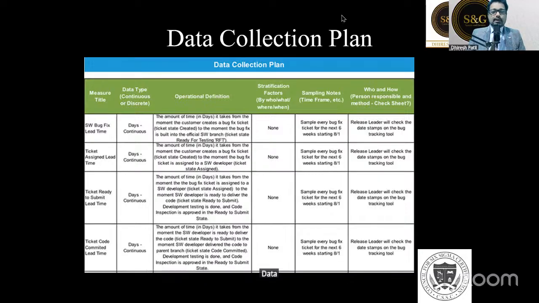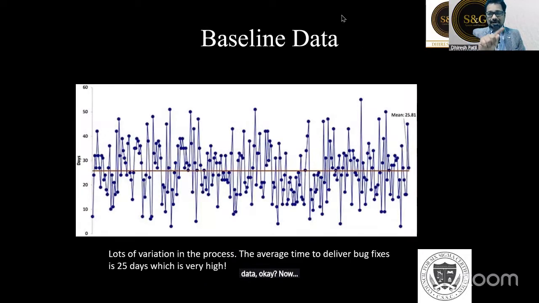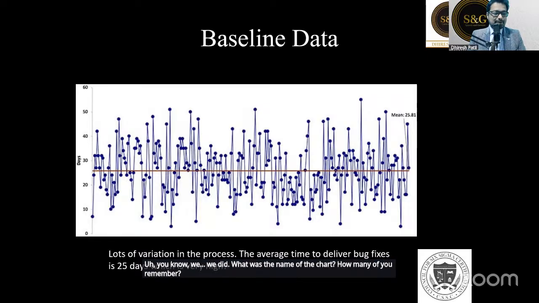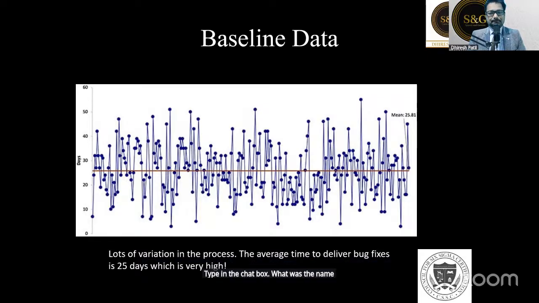Now, this is a similar kind of chart. Yesterday also we did. What was the name of the chart? How many of you remember? Type in the chat box. What was the name of the chart? We made it in Minitab yesterday. The chocolate weight one. Remember chocolate weight?